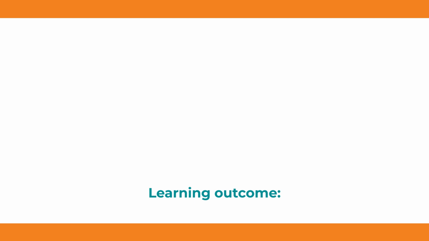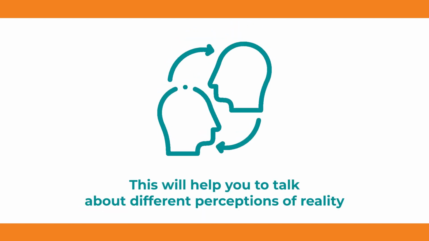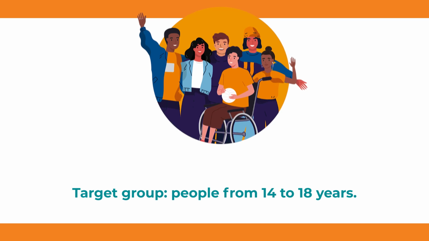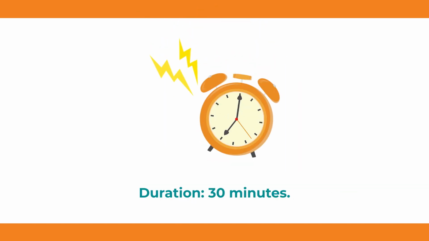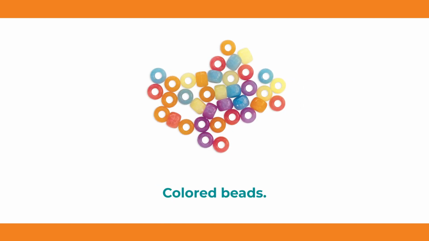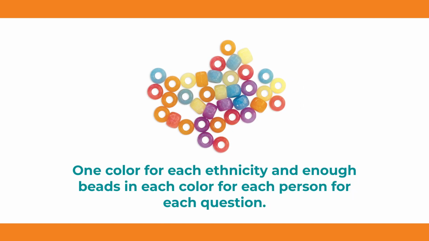Learning outcome: this will help you to talk about different perceptions of reality in different cultures and within the same culture. Target group: people from 14 to 18 years. Duration: 30 minutes. Material needed: clear plastic cups, 1 per person. Coloured beads: 1 colour for each ethnicity and enough beads in each colour for each person for each question.